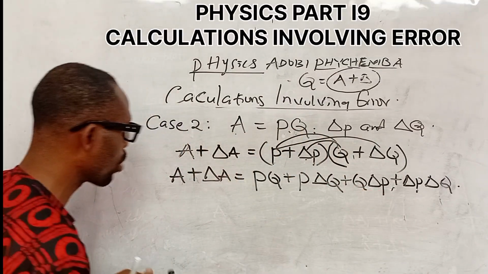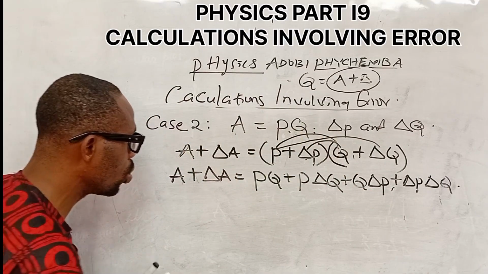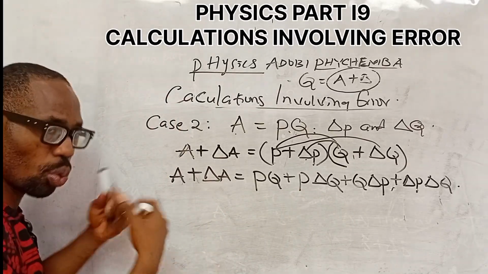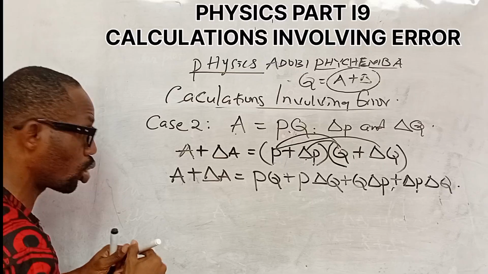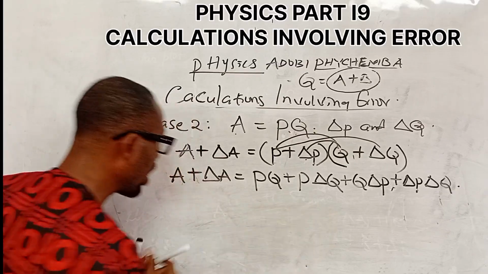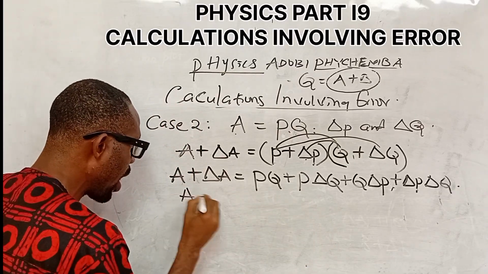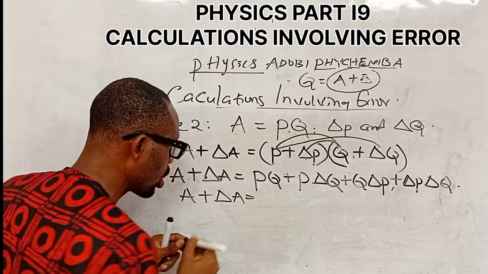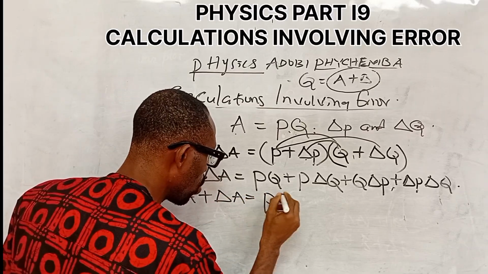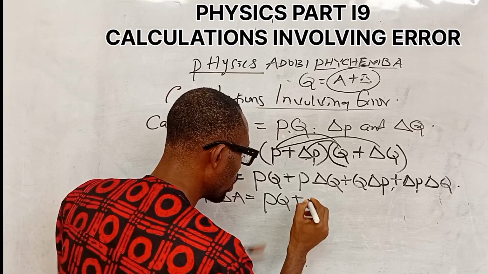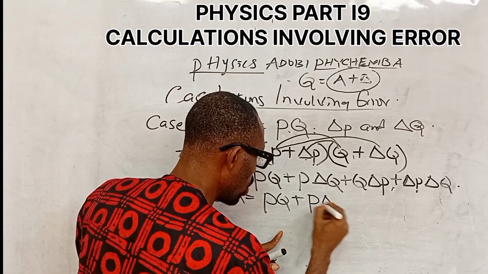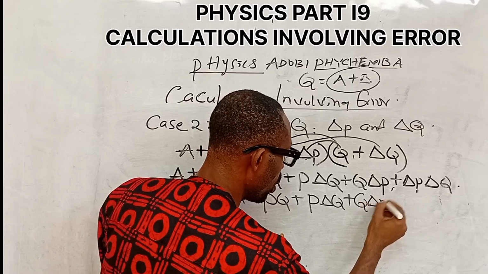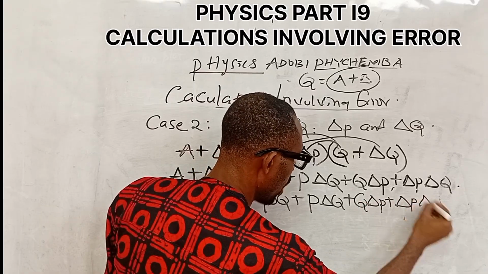So now let's move on. What we do next is rearrange and collect like terms, so that it will be easy for you to finally get what you're looking for. So you have A plus change in A equals PQ plus P, change in Q, plus Q, change in P, plus change in P, change in Q.